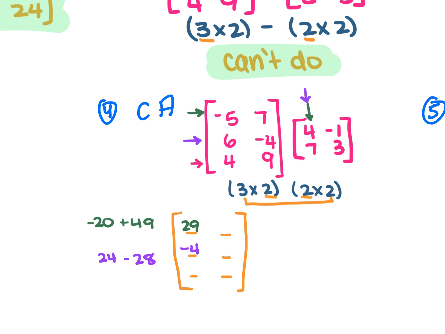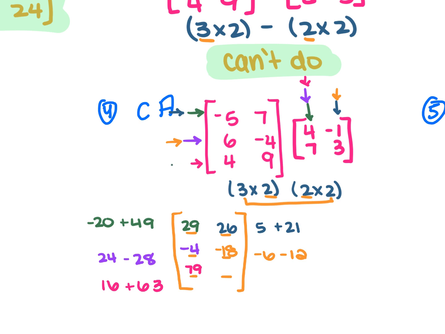Next one, we're going bottom row, first column. So 4 times 4 is 16. 9 times 7 is 63. Add those, that gives us 79. Next one we're going to do, first row, second column. So -5 times -1 is 5, and 7 times 3 is 21. 5 plus 21 gives us 26. Next, middle row, second column. 6 times -1 is -6. -4 times 3 is -12. This gives us a -18.